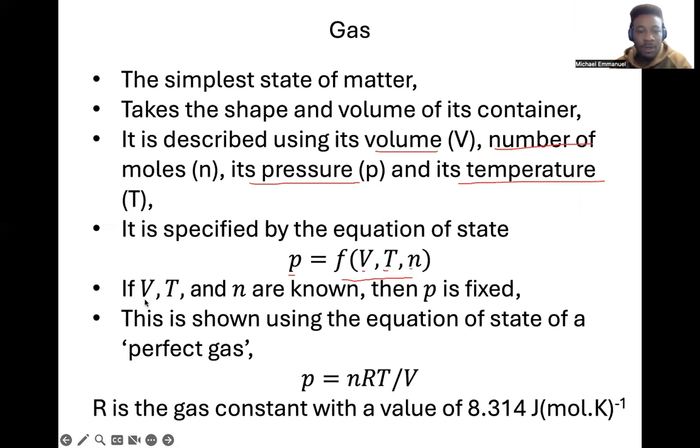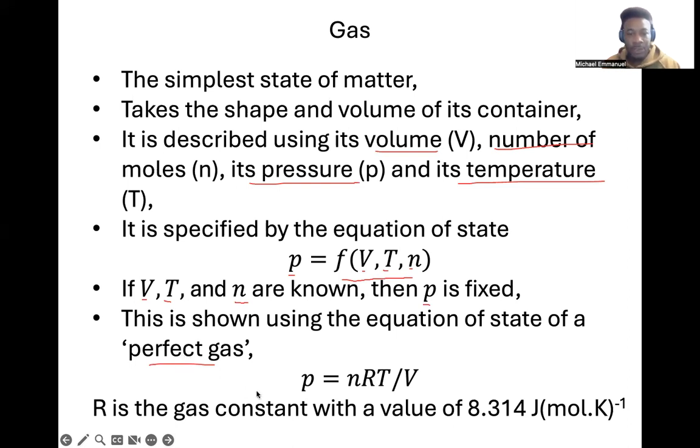If we know V, the volume, the temperature, and the number of moles of the gas, then P, the pressure, is fixed. And this is shown using the equation of state of a perfect gas. Now, take note of this perfect gas here, because we will be discussing the types of gas, where we have the ideal gas and the perfect gas, in the future.